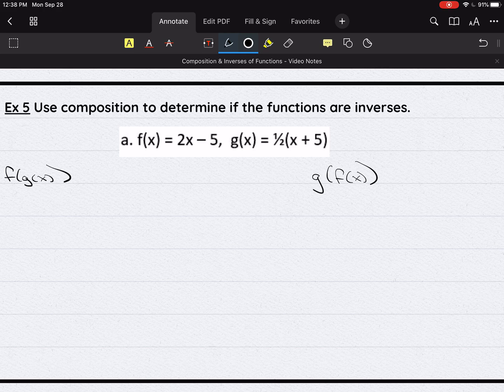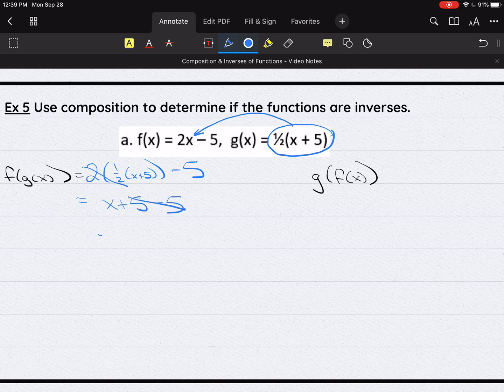So let's find f of g of x first, and we'll do that in blue. So I'm taking g of x, and I'm plugging it in to the x in f of x. So 2 times 1/2 x plus 5 minus 5. So the 2 and the 1/2 cancel. I get x plus 5 minus 5. The 5's cancel, and I'm left with x. So I'm halfway there.